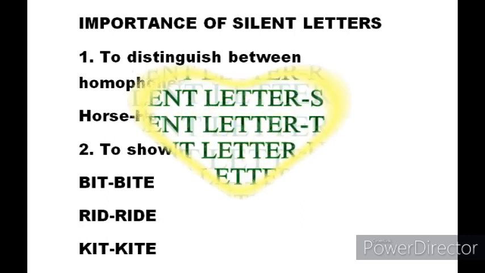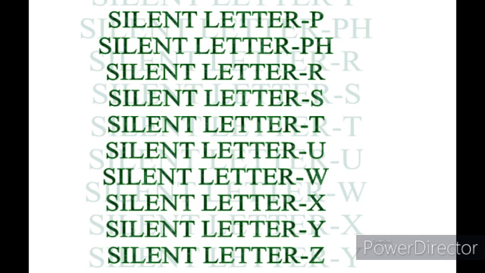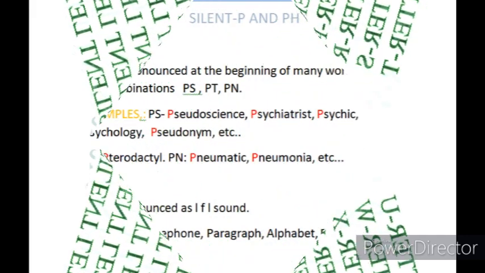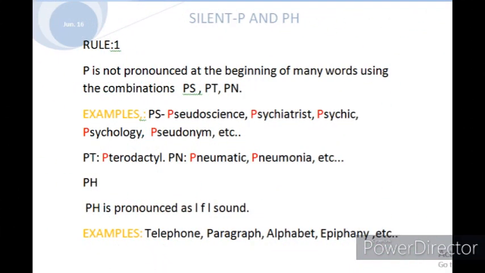Okay friends, then we'll move to the letters of today. Today we are going to see silent P, silent PH, silent R, silent S, then silent T, then silent U, then silent W, then silent X, Y, Z. Okay, first we will see the silent letter P. Here P has only one rule. P is not pronounced at the beginning of many words using the combinations of PS, PT and PN.